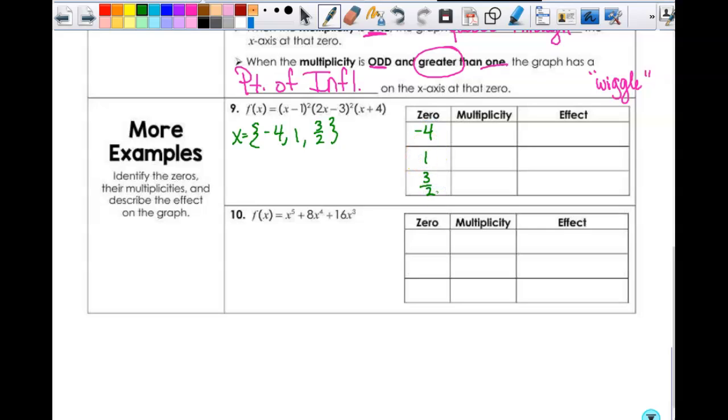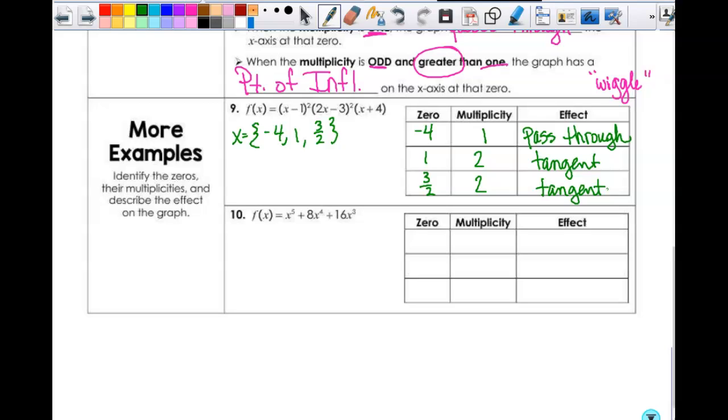What's the multiplicity of -4? 1. What's the multiplicity of 1? 2. And 3/2 is 2. Okay, so the effect when the multiplicity is 1, that's just a pass-through. Just passes right through the axis. When the multiplicity is 2, that's a bounce. What's the real word? Tangent. And this is 2, so this is also tangent. Okay? Everybody okay with that? Because this is going to be really important when we go to start graphing our rationals and stuff as well.